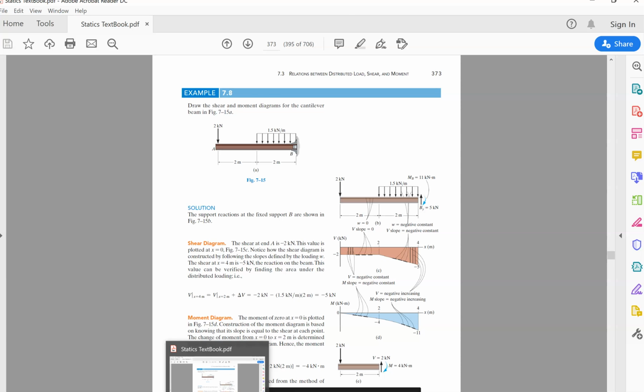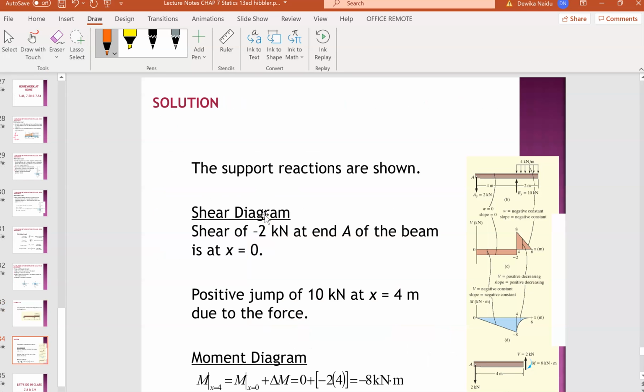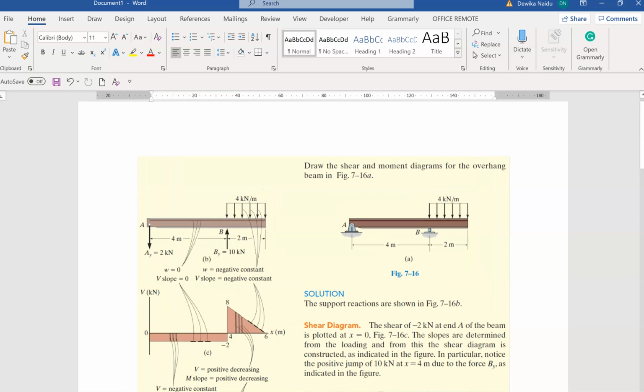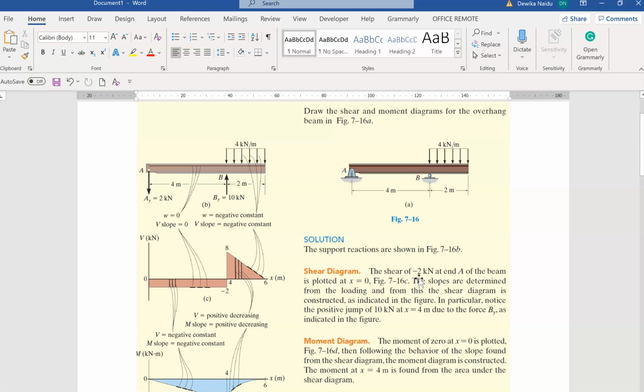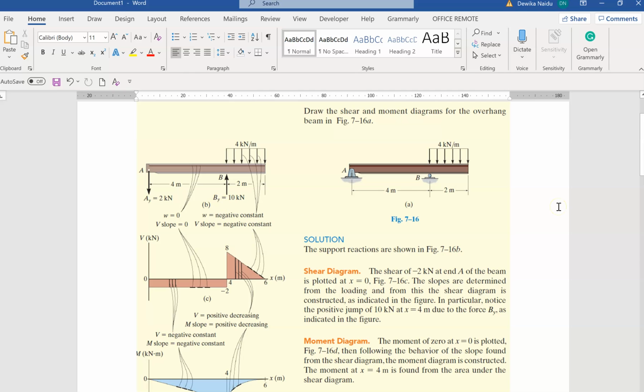Okay, let's look at the slides itself. In order to scribble, I'm bringing you to the Word file. What did the box say? The box said the change in shear will be the area under the loading curve, and the slope of moment will be the shear. So let's get back to this.